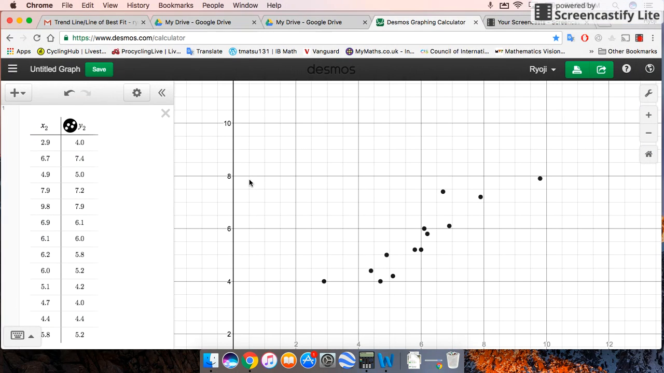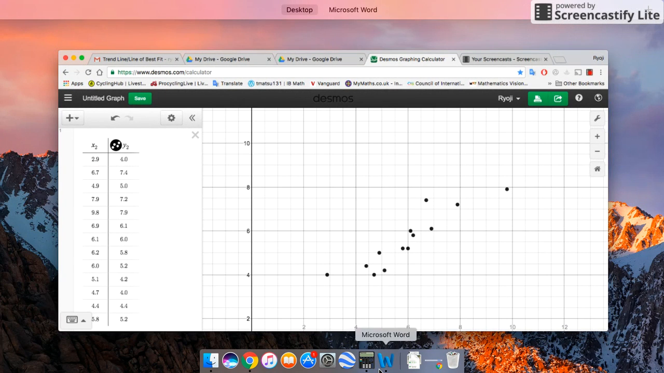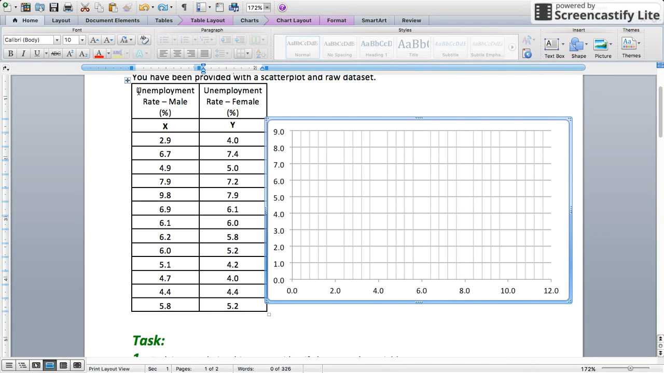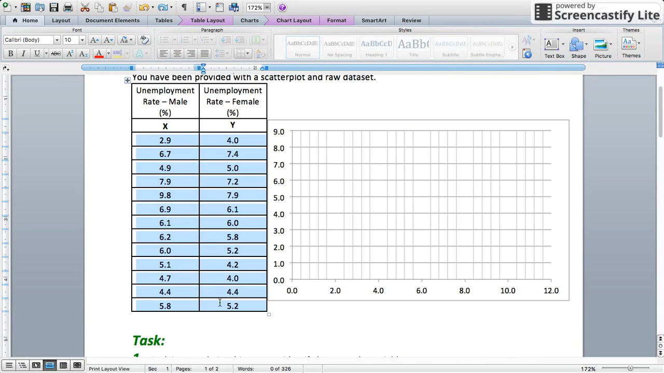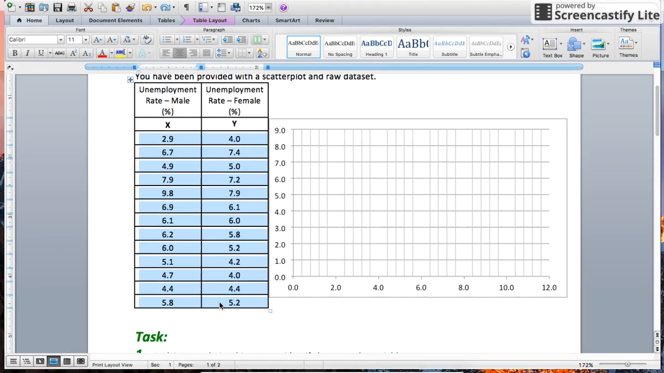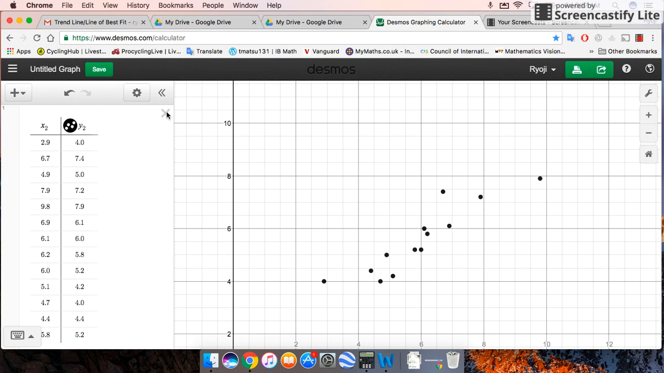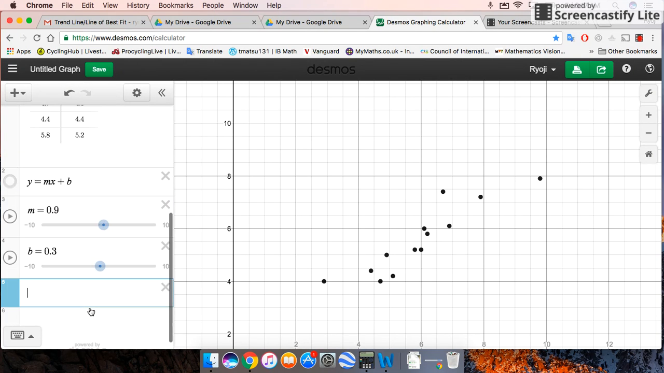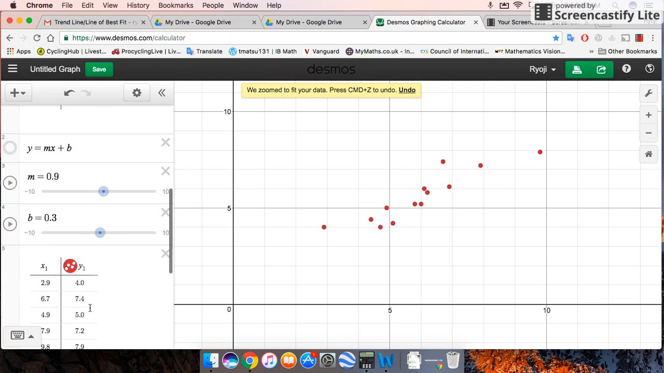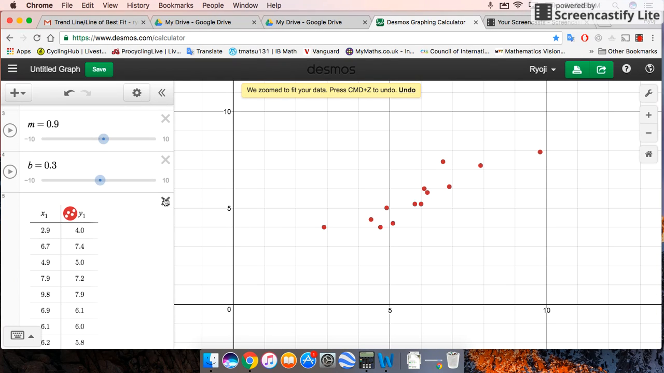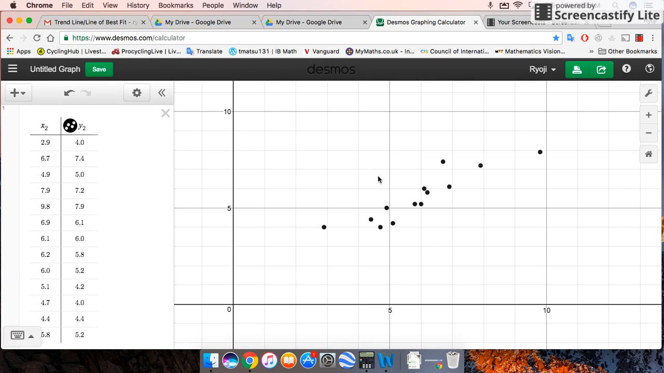So I've already entered all the data values into Desmos, and if you want to do this, I suggest you do this. All you have to do is copy the table and then paste it into Desmos. So if I just highlight all of these values, copy it, go back over to Desmos, then I can just add a new box, paste it in, and all of the data values show up, right? But I've already done that, so they're all here already.